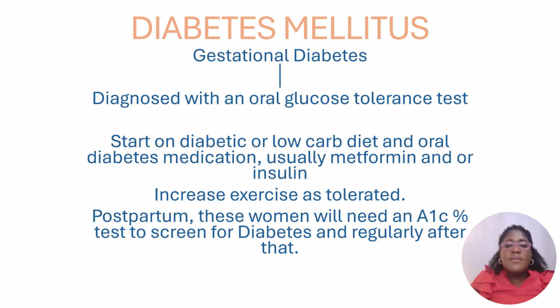This slide is talking about gestational diabetes. So gestational diabetes is typically diagnosed in pregnancy, during the second to the third trimester. And it's not usually diagnosed with an A1C. It's diagnosed with an oral glucose tolerance test, which is conducted over 2 hours. For these patients, the recommendations are the same. Start on a diabetic diet or a low-carb diet, and sometimes medications or insulin can be recommended. Pregnant women can exercise and increase exercise as tolerated.